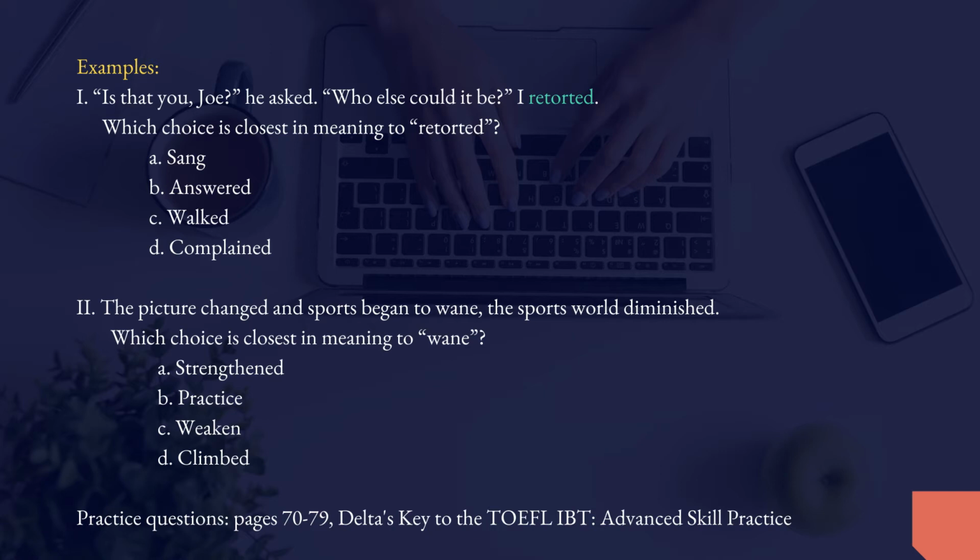My question for you, what is the verb in the previous sentence? It is asked, right? So asked and retorted should have the same meaning or opposite meaning. Without even knowing what retorted is, I found out that it either means asked or answered. Now, I go to answer choices. A, neither asked nor answered. C, neither asked nor answered. And the same goes with D. But when I look at B, I see, answered. So retorted means answered.